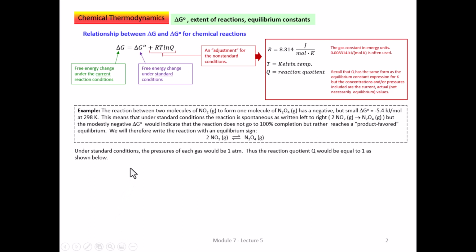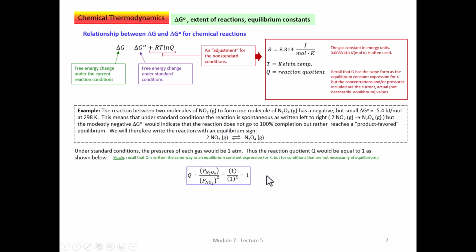Now, under standard conditions, the pressures of each one of these gases would be 1 atmosphere. Thus, if we actually calculated a reaction quotient, it would be equal to 1. Let me show you that. So remember, the reaction quotient for this reaction would look like an equilibrium constant expression. So we have the pressure of the product on the top divided by the partial pressure of the reactants squared on the bottom. And since we say we're at standard conditions, so 1 atmosphere for each of the partial pressures, Q turns out to be 1.